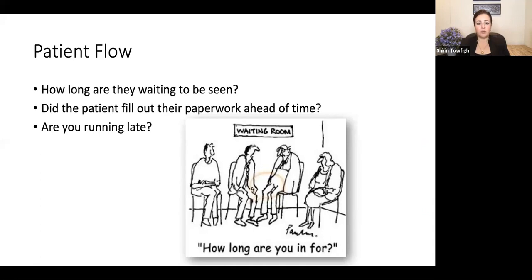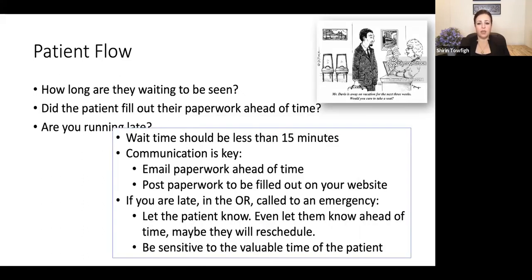So while they're in the waiting room, how long are they waiting to be seen? Has the patient already filled out their paperwork ahead of time? And where are you? Are you running late? Wait time should be less than 15 minutes. If it's longer than that, you have to figure out why that is.